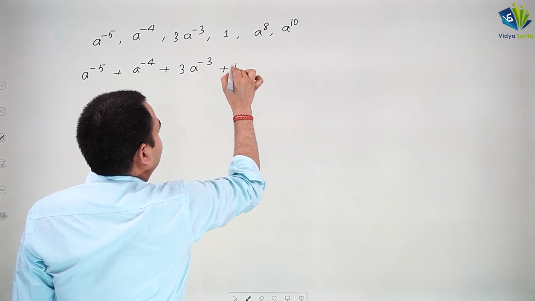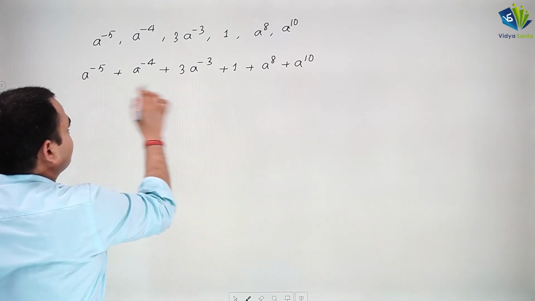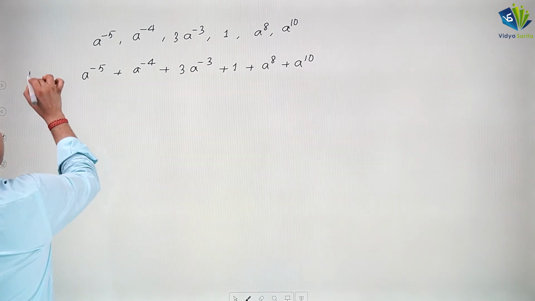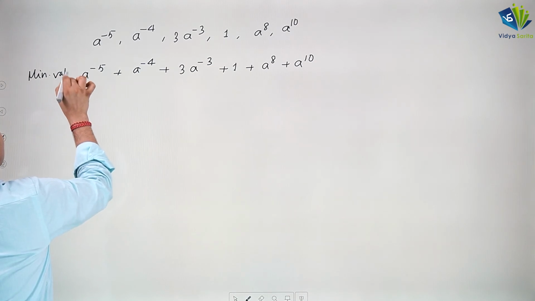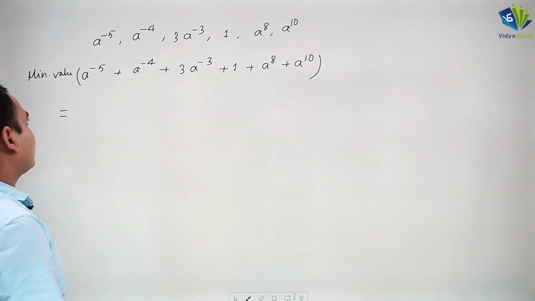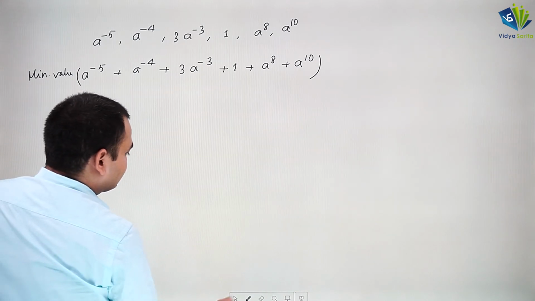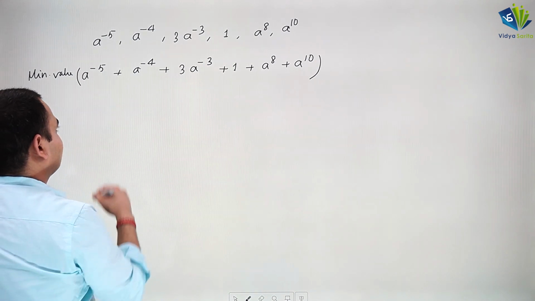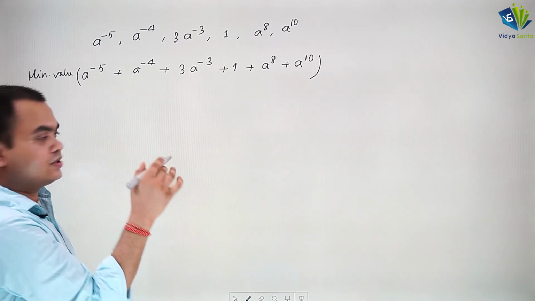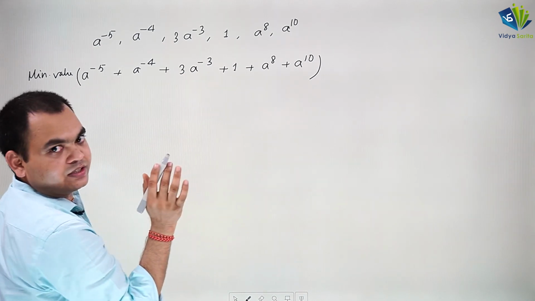This was an integer type question, so obviously the answer will come in integer. They are asking the minimum value of this, so you have to apply AM greater than or equal to GM so intelligently that this a should not remain in the answer. They are expecting you to get the answer in some digit, so this a should vanish. So we will split it in such a way that all a vanish.